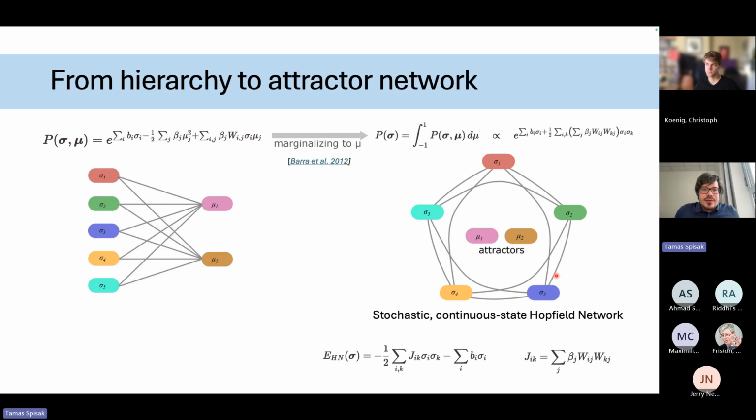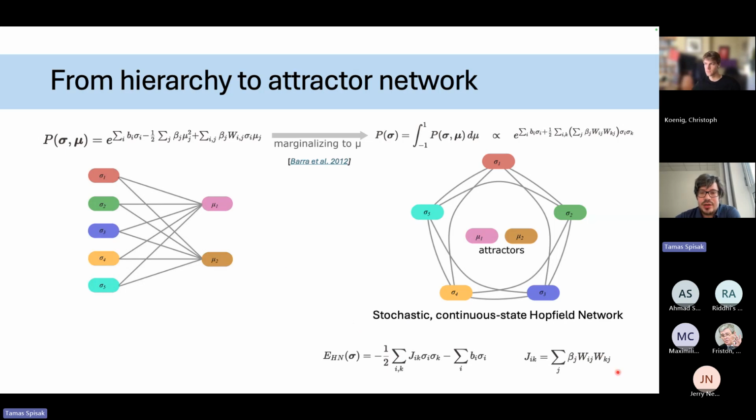And it turns out that this exact distribution describes a type of attractor network, specifically a stochastic continuous state Hopfield network, which is, as I said, statistically equivalent to this hierarchical system, but it only consists of the lower level nodes, the sigma nodes of the system. And these higher level integrator nodes, mu, became the attractor states of the system, interestingly. So they do not exist physically anymore in this system, but still they exert the same effect on the lower level nodes as real physical integrator nodes.